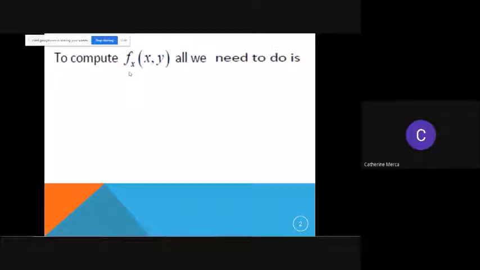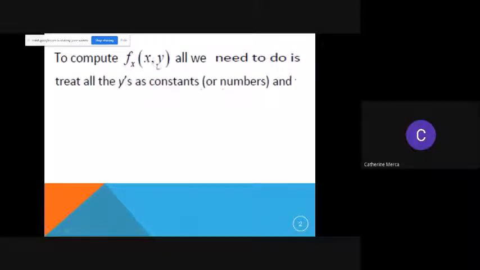If you remember from before, what we're going to do is make use now of not just one variable, but two variables. The other variable will now be considered as constant if it is with respect to x. So the y here will now become constant. Treat all the y's as constants or numbers and then differentiate with respect to x. That's what it means.